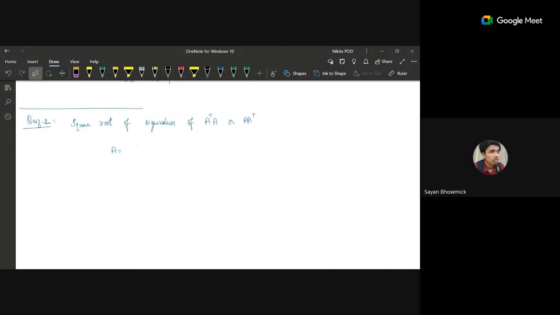Okay. But ma'am, just a question. Condition number is min by max or max by min? Actually, the condition number is max by min. Maximum stress by minimum stress. It's max by min, right? Max by min. Stretching by squeezing. Ah, okay.